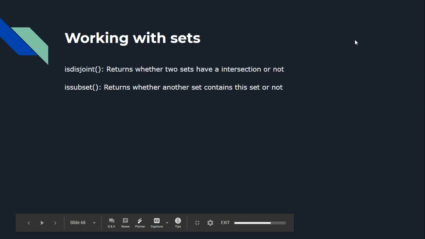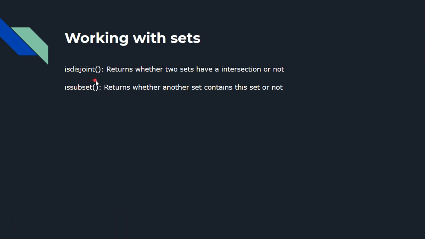So the first function that is related to sets is isdisjoint. What does isdisjoint do? It returns whether two sets have an intersection or not. I have already explained what is disjoint. If two sets have no common element, then they will be called disjoint, and if they have some common elements, then they will be called joint. So if you want to check whether two sets are disjoint, then you can check by using the isdisjoint method.